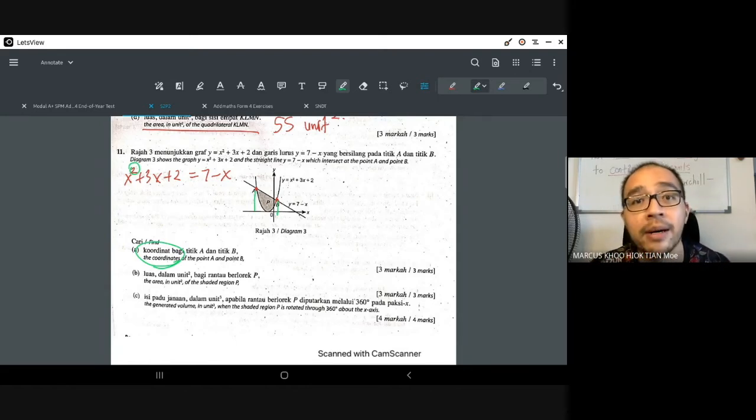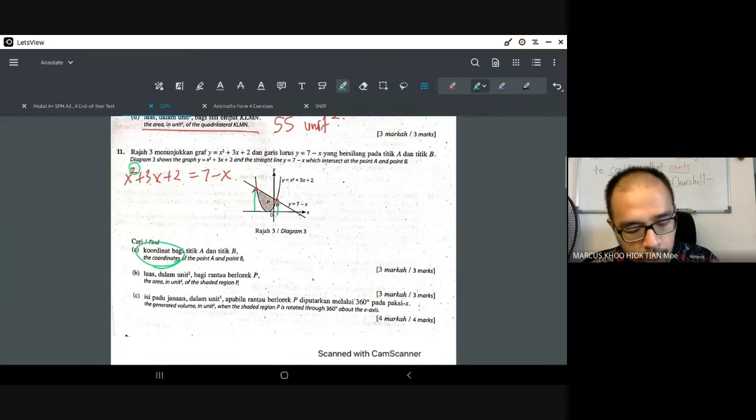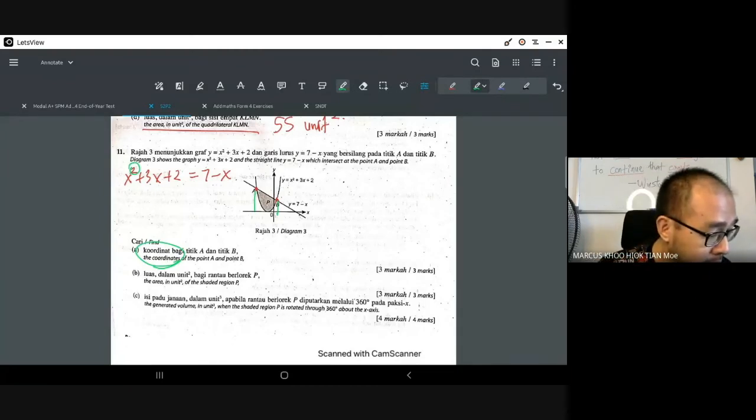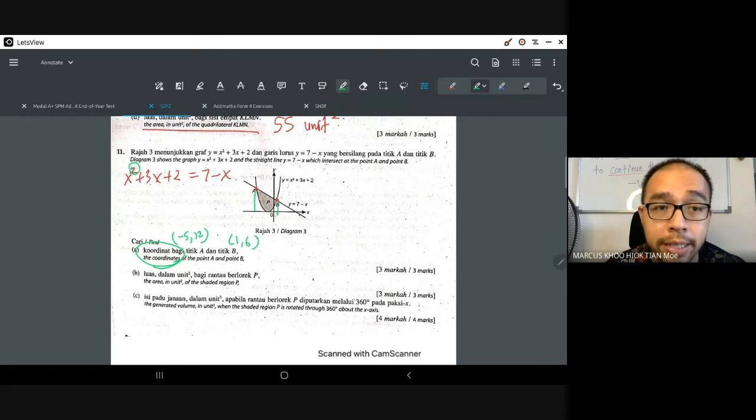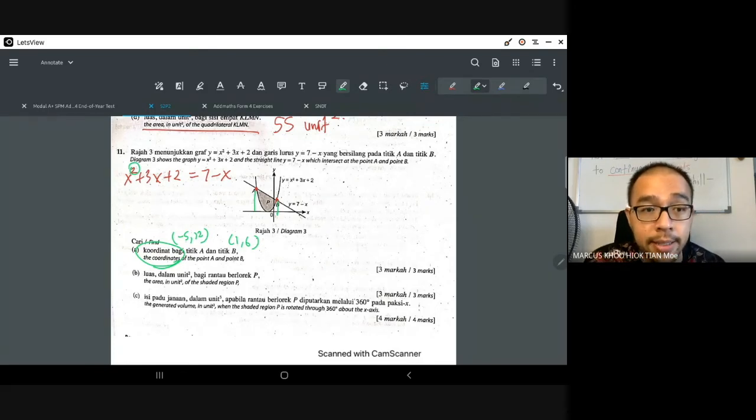Okay, such a waste, right? A waste because you forgot. Okay, you forget the technical things. Okay, that's why you lose marks, even though you could have been correct. Alright, you will get the answer. A is negative 5 and 12, and B is 1 and 6. Okay, negative 5 and 12, 1 and 6. Okay, of course, make sure you do it correctly.